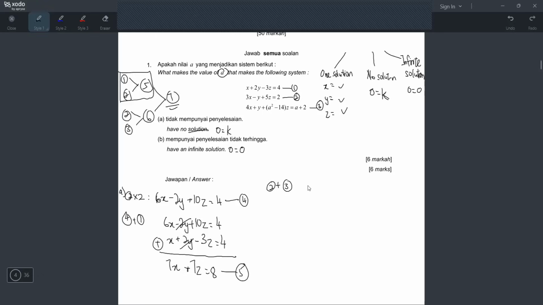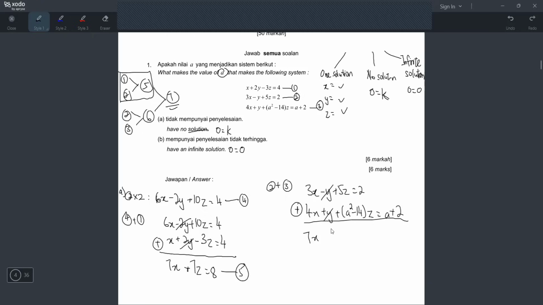Okay, let's write down equation 2: 3x minus y plus 5z equals 2. And then equation 3, which is 4x plus y plus (a squared minus 14) z equals a plus 2. And what you do, you add them together. You cannot subtract, because when you subtract, you cannot eliminate y. Only when you add the y can you cancel, right? So 3x plus 4x is 7x. Negative y plus y is 0. This one can cancel.